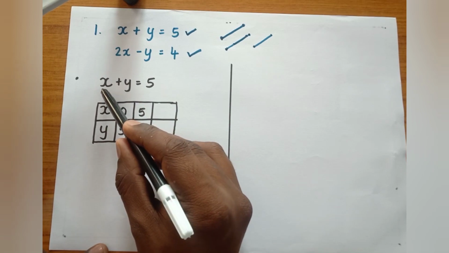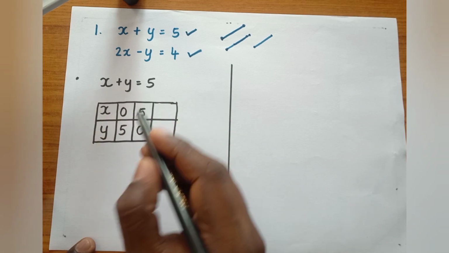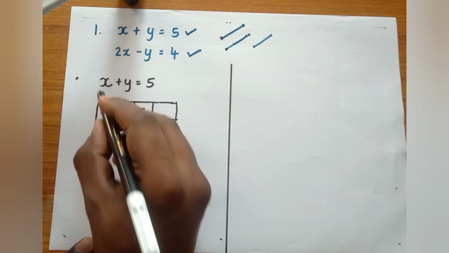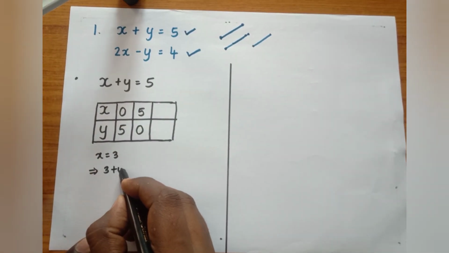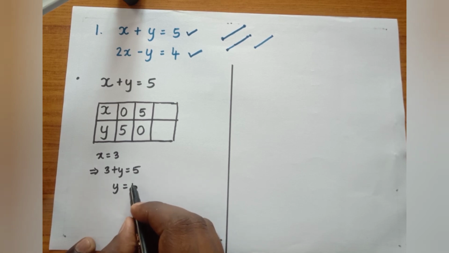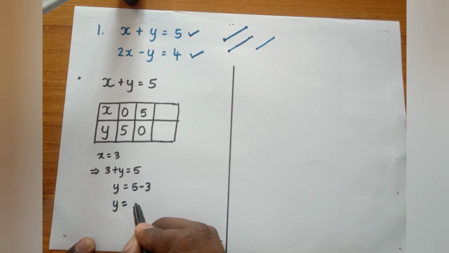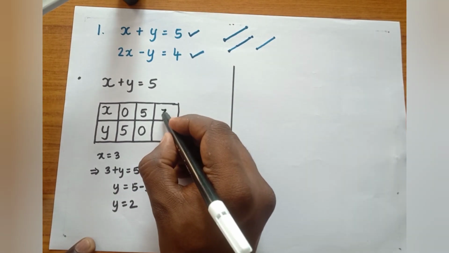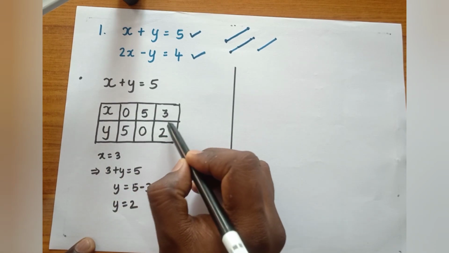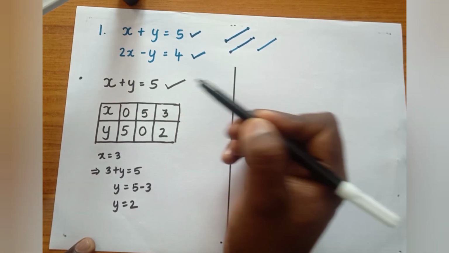Now assume any value for x. If I put x as 3, we get 3 plus y equals 5. Y equals 5 minus 3, after shifting it becomes minus 3. We get y equals 2. When x equals 3, we get y as 2. Now we need to plot these points to get the line that represents the equation.